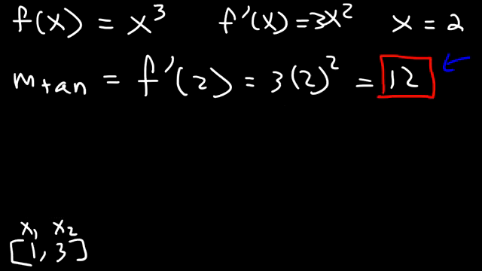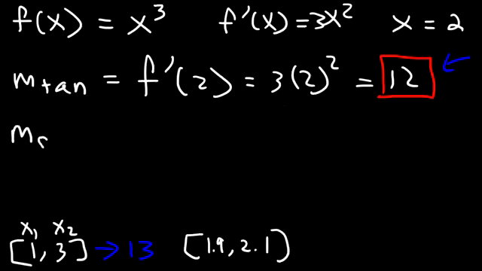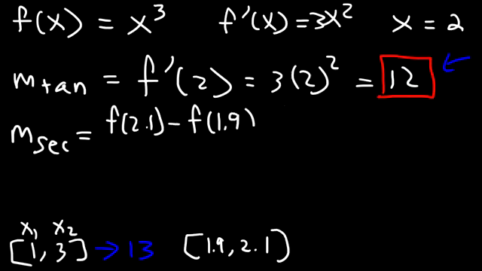So I'm just going to write this down on the bottom for reference. Now let's choose numbers that are closer to 2, like 1.9 and 2.1. So 2 is the midpoint. So it's going to be f of 2.1 minus f of 1.9 over 2.1 minus 1.9.